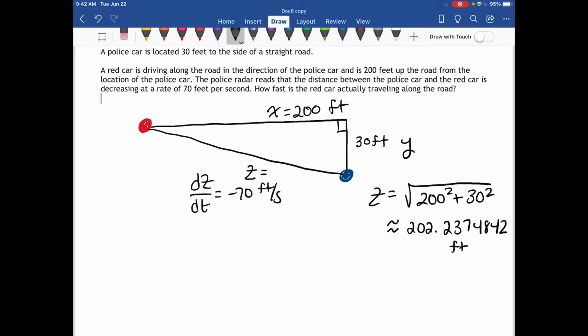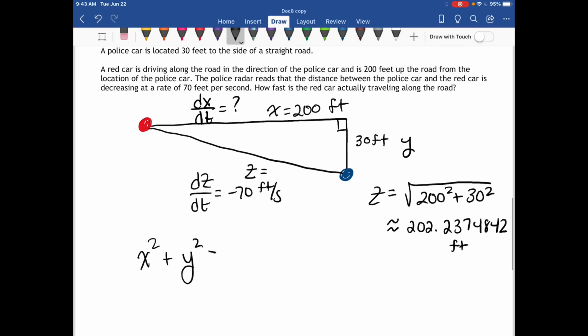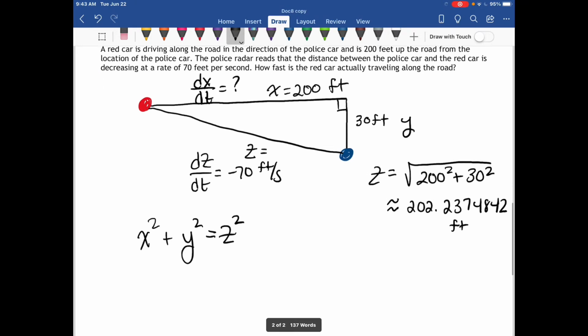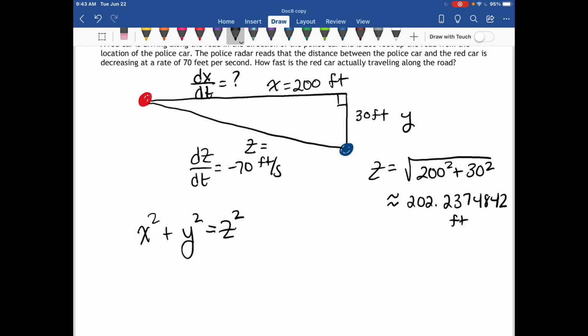So what we need to find is the actual rate of the car on the road. How fast is that car actually driving on the road? So we need to find dx/dt. That's what we're looking for. This formula, x squared plus y squared is equal to z squared. Now, x is changing with respect to time, and z is changing with respect to time, but the distance that the cop is sitting off the road, that 30 feet, that distance for y, is not changing. So I can plug that in as a constant.